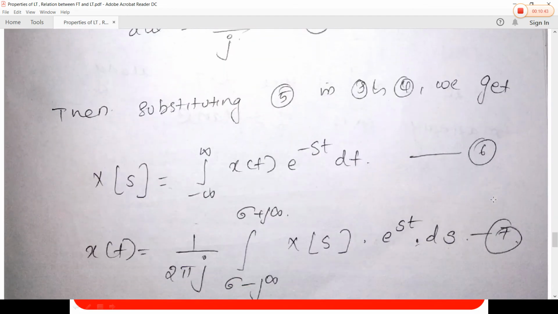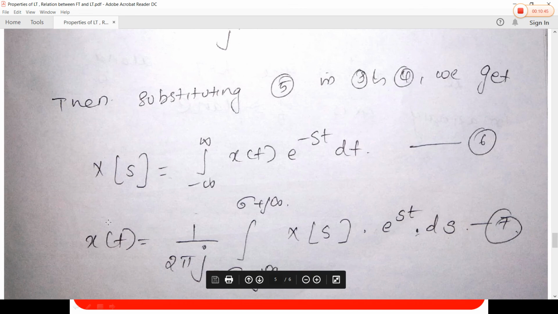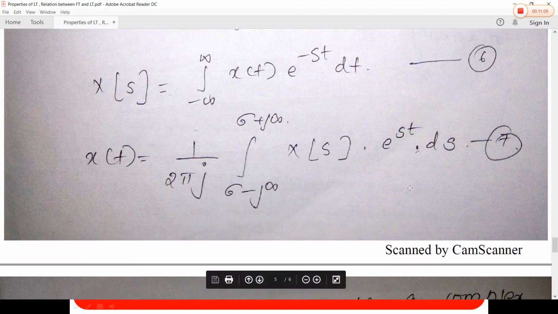And we get X of s, which was X of sigma plus j omega in equation number 3. It becomes X of s is equal to the integral from minus infinity to plus infinity of x of t into e raised to minus st dt. That is your equation number 6. And x of t is equal to 1 by 2 pi j integral from sigma minus j infinity to sigma plus j infinity of X of s e raised to st ds. We just substitute from equation number 5.